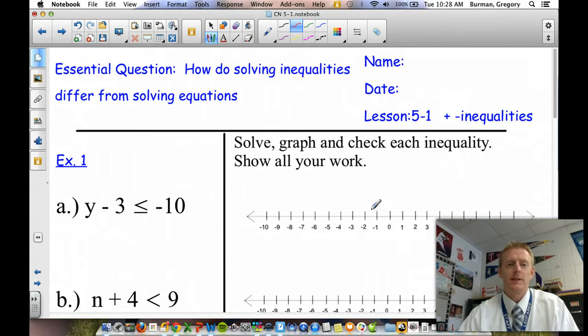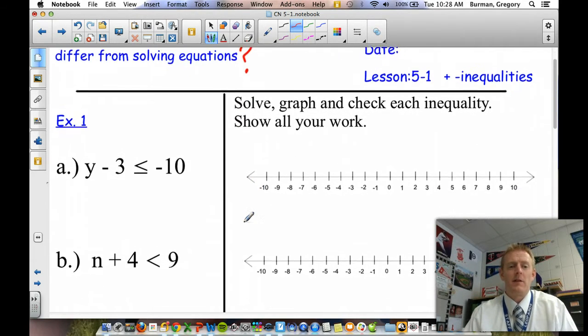Alright, so let's get started. Big question of the day is, how do solving inequalities differ from solving equations? And I forgot to put a question mark, so we'll put that for you now. And you'll be able to answer this question probably very quickly.